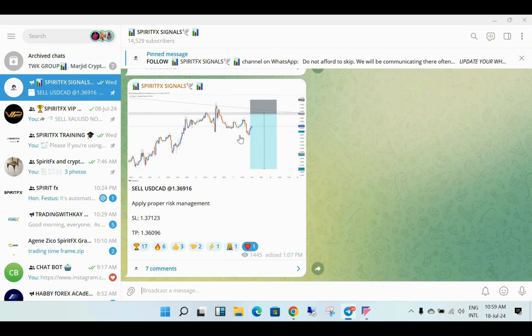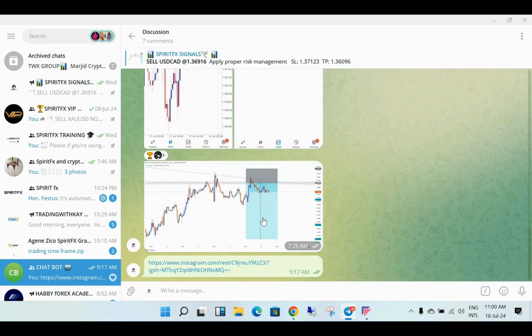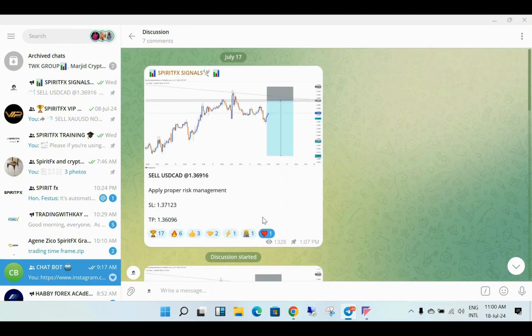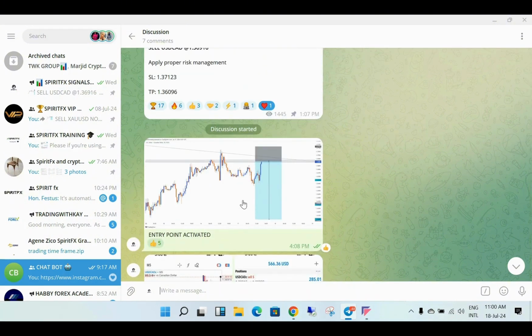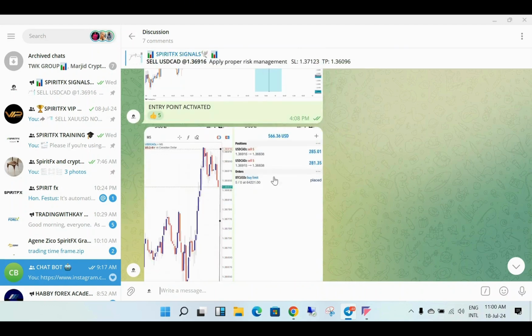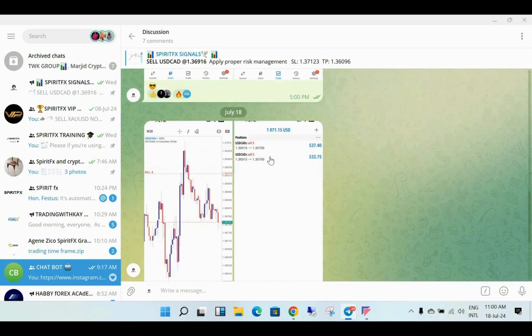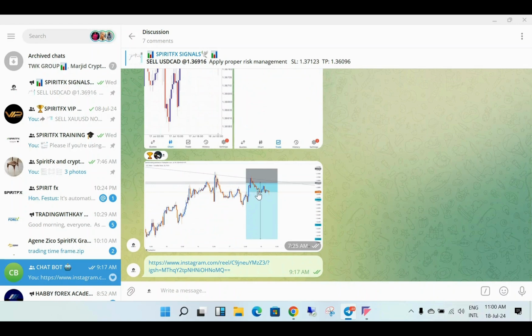Sell USD CAD at this point. All right. As you guys can see. So let's check the comment section. Now, this is the comment section. All right. So I gave them the go ahead, entry point activated, as you can see. All right. So this was the first. Immediately, look at it, was a sniper entry. So price, let's just scroll down. This is where price is as at this morning when I sent the signal, the progress.